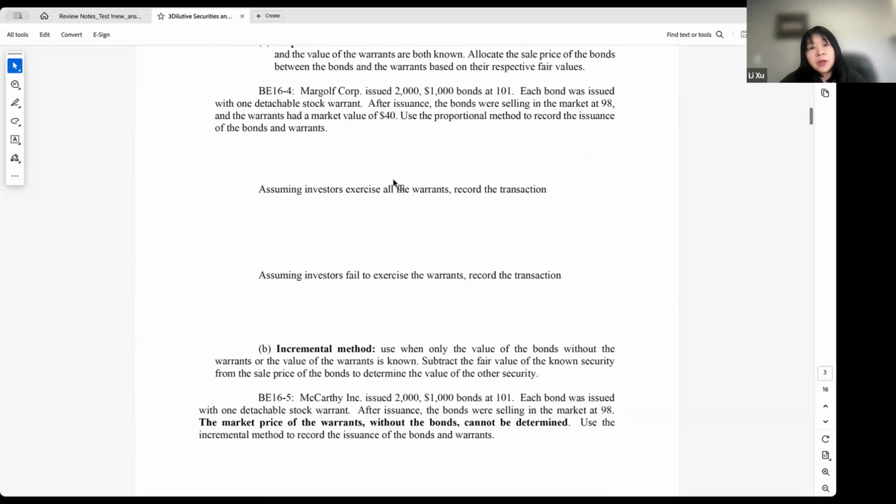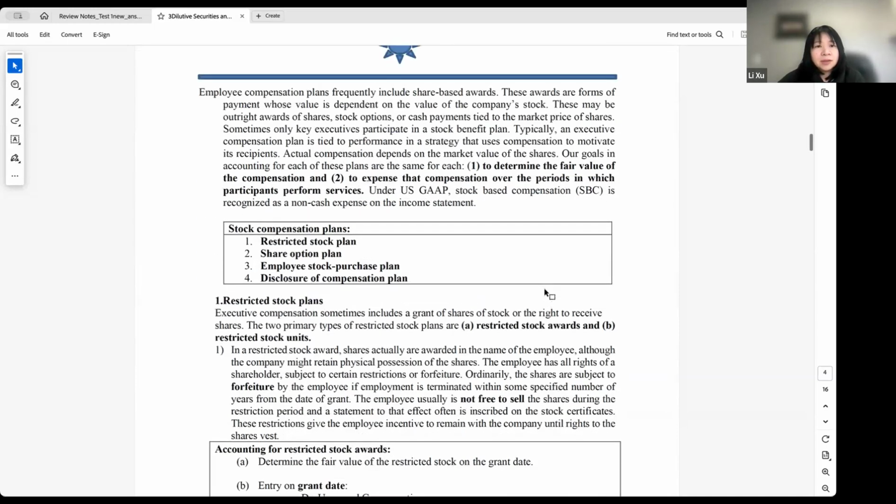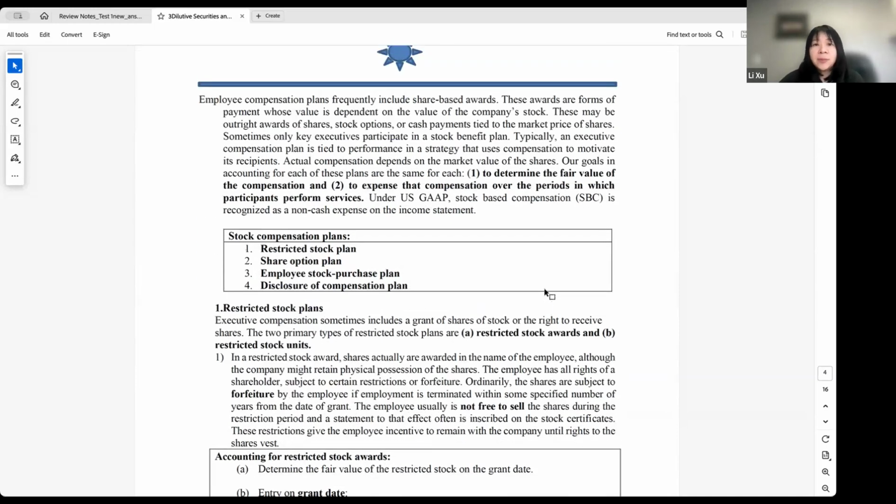But if you have time, definitely go over this example. All right. So next topic, share-based compensation. We are not going to test the restricted stocks. We're not going to test the stock purchase plan, and you don't need to know how to disclose it. The only thing you need to know about this is options.